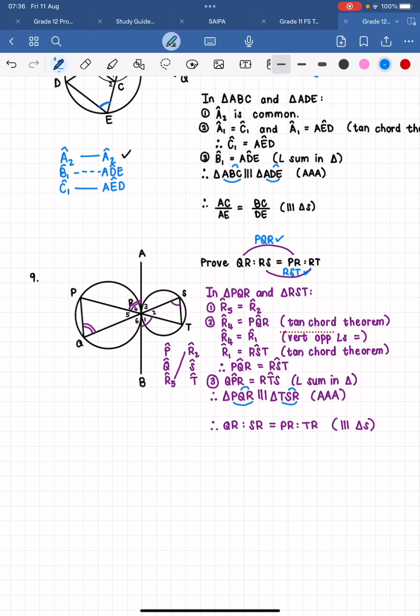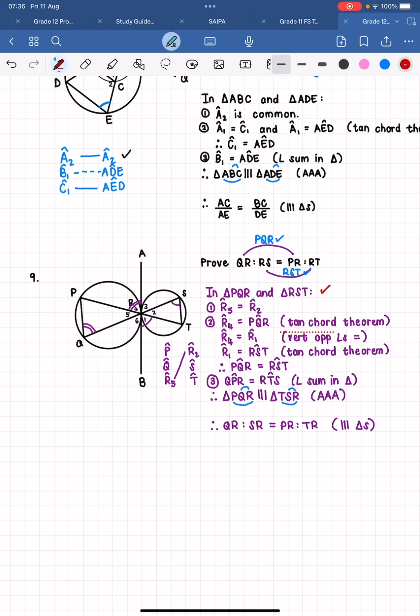So those are the ones that we're going to work with. So then you're going to write in your heading, in triangle PQR and RST. And again, like I said yesterday, you get a mark for identifying your triangles there. So even if you don't do anything after that, you get 1 mark for that. Just being able to see which triangles you are working with.